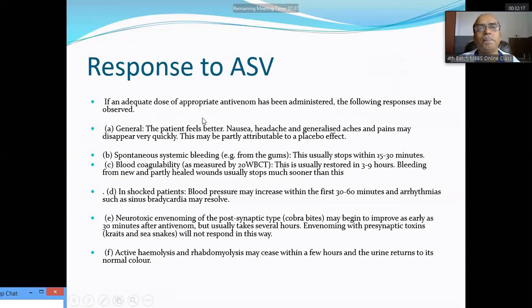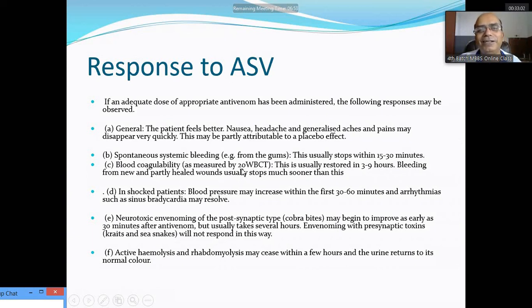Response to anti-snake venom. Now, the patient's clinical improvement: you can observe the patient feels better. This is a general improvement. Nausea, vomiting, and generalized aches and pains disappear quickly. Spontaneous bleeding will improve, like the 20 WBCT, the whole blood clotting time. Even in a remote area, even in our hospital, we can test blood coagulability at the bedside. This is a bedside test, not in the lab, right?